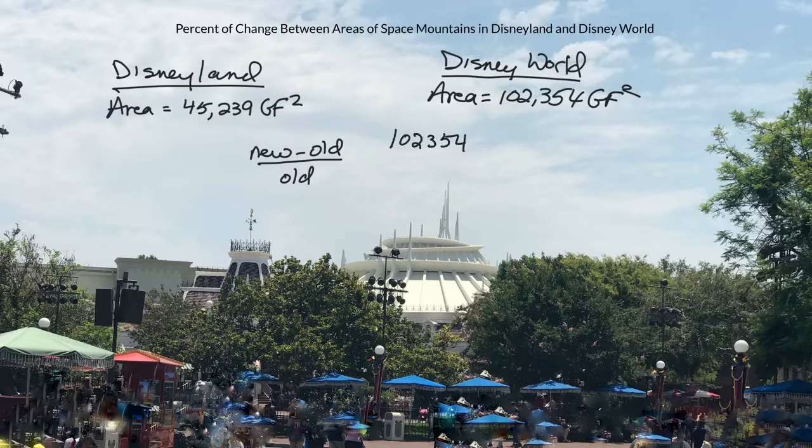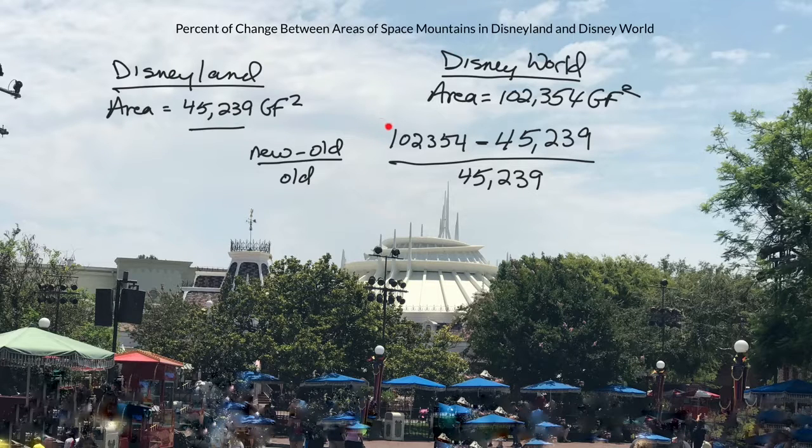But going this way, I did 102,354. I said that's my new area, because when I went to Disney World it was second. And then the old value was the Disneyland value, 45,239. I put that in my calculator, and I was careful because you want to make sure that you put this in first, hit enter, or put parentheses around them when you're in your calculator, and then divide by that second number there.